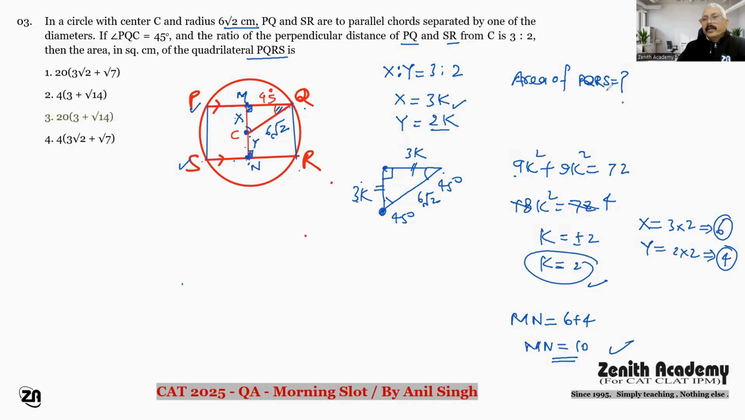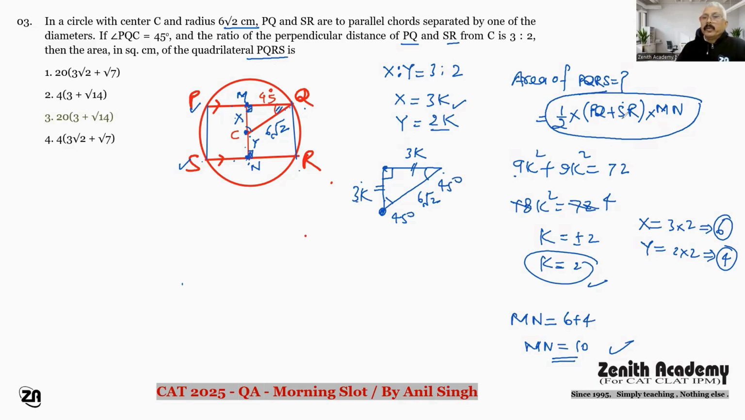Actually, you are finding here the area of PQRS. So here the simple formula is 1 by 2 into the sum of PQ plus SR into height, here MN. This is the formula of the area of this quadrilateral, which is working here as a trapezium. So this is the formula of the area of a trapezium: 1 by 2 into the sum of the parallel sides into height. So here MN is calculated.